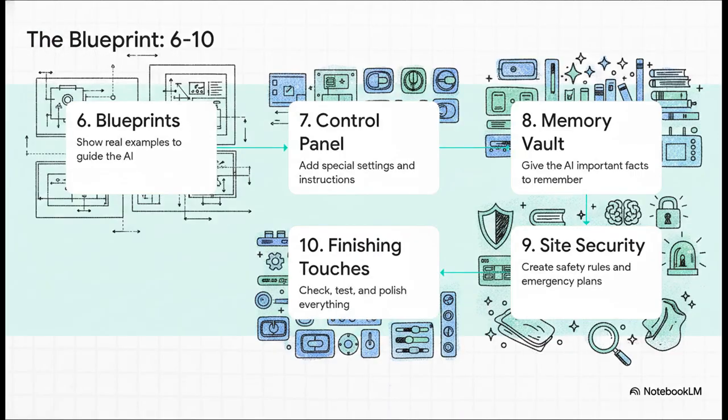Okay, moving on to the back 5. Step 6 is blueprints. And here, we're giving the AI actual, real-world examples to learn from. Then you've got the control panel, which is for any special settings or unique instructions. The memory vault is absolutely crucial. This gives the AI important facts that it must never forget. Next is site security, which handles the bigger safety rules and emergency plans. And finally, step 10, the finishing touches. This is the final walkthrough where we test, polish, and make sure everything is perfect.